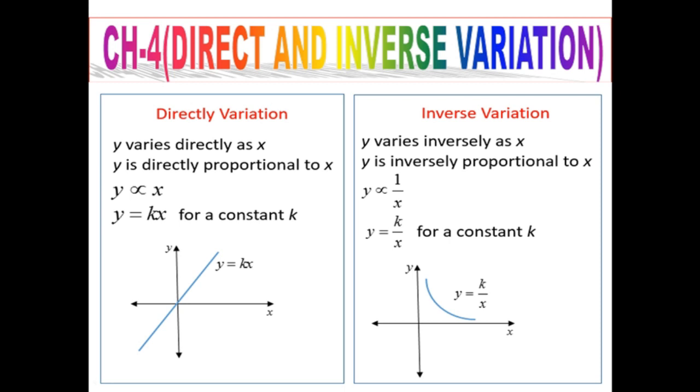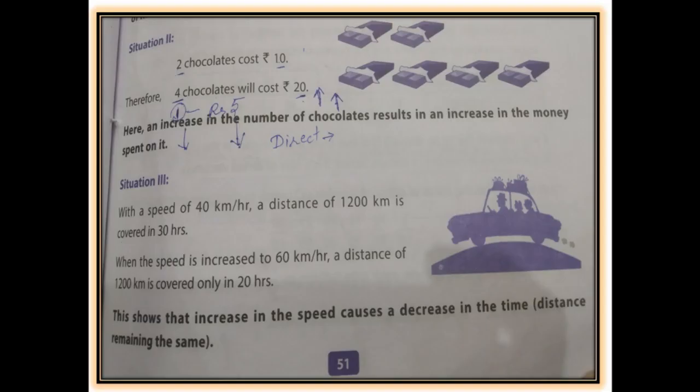Today we will start your chapter number 4, direct and inverse variation. What is the meaning of direct and inverse variation? Let me explain with some examples. Here I have taken the example of chocolates from your book.